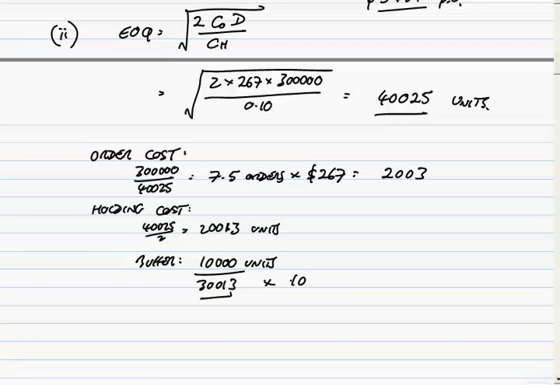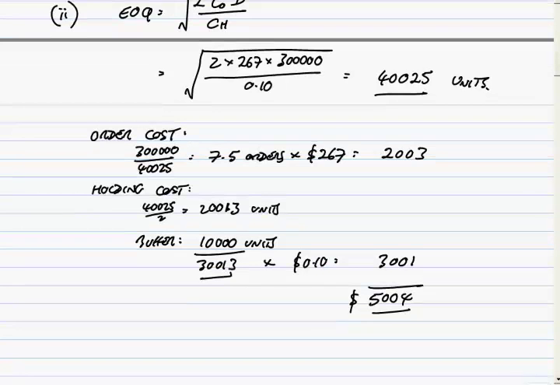And at 10 cents a unit is 3,001. Total 5,004. There may be a bit of rounding there, but not worried about that.